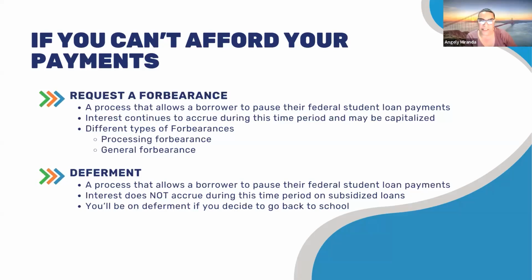The general forbearance is pretty much you asking them for a pause, not because you're applying for a program or for an income-driven repayment plan, but more because you don't have the money right then and there, and you would just like them to pause it for a month. Okay. And again, the deferment is a process that allows a borrower to pause their federal student loan payments. Interest does not accrue during this time on subsidized loans, right? And again, this is if you do decide to go back to school, they will put you on a deferment.